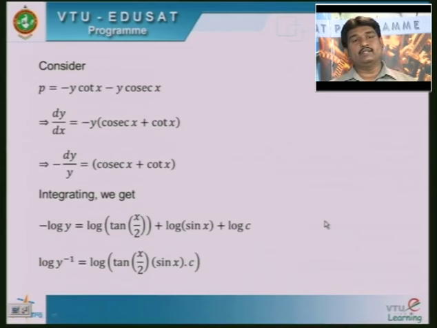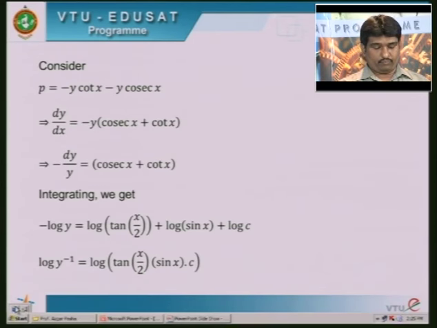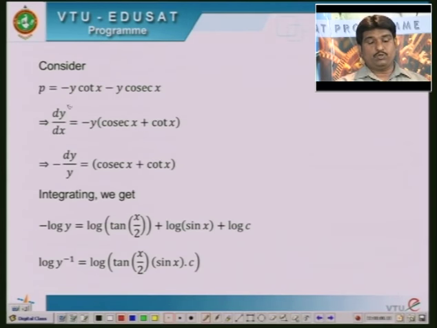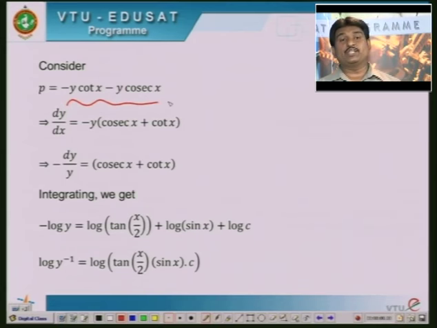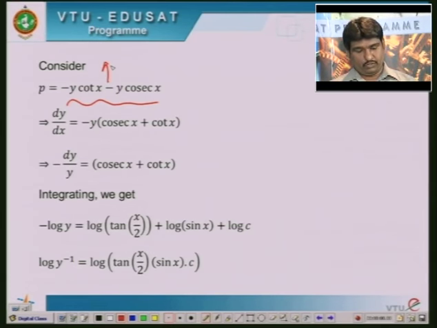Now let us consider the second factor, which is p = -y cot x - y cosecant x. In the first factor there was a plus here, now it is a minus. So what difference does it make? p can be written as dy/dx. Take -y outside, and you will get -y(cosecant x + cot x).